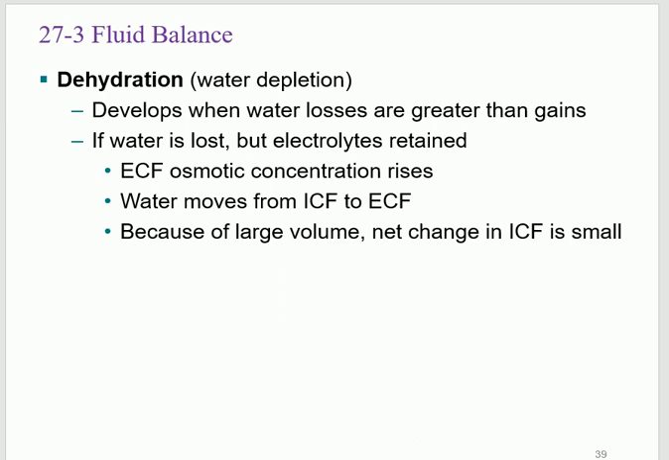So the cells themselves become dehydrated, which is an issue because fluid is essential inside the cells. Everything in the cells happens in that water medium, which is the cytosol. You have to have it. So the cells start to shrink and start to have issues.